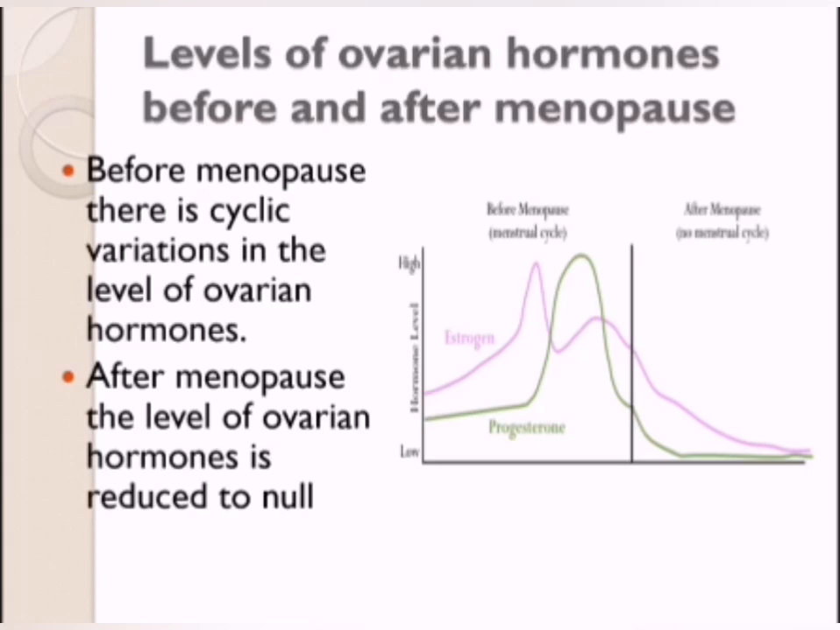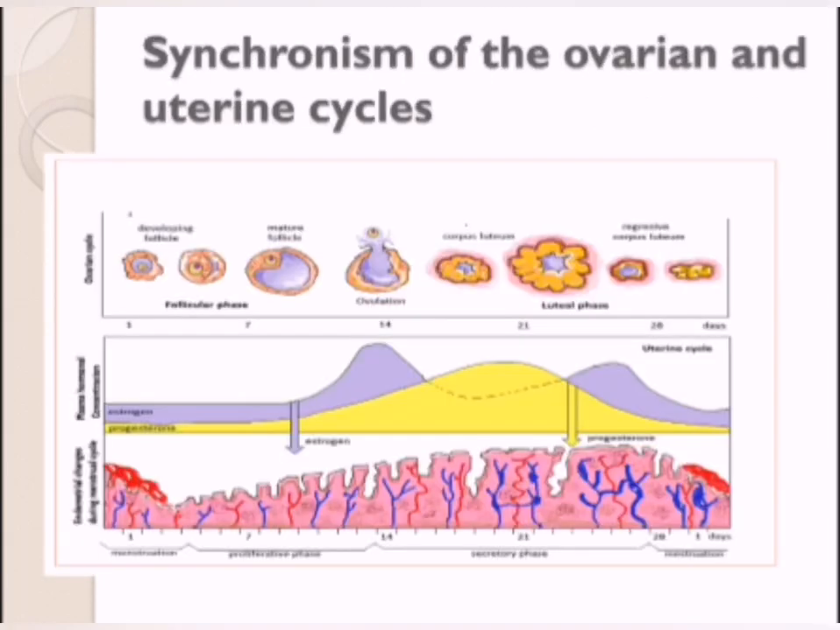We have a cyclic variation in the level of these hormones. In the follicular phase, we have only estrogen that reaches its peak at day 13. And in the luteal phase, we have secretion of estrogen and more secretion of progesterone. Whereas after menopause, where there is no menstrual cycle and where there are no more follicles inside the ovaries, these hormones cannot be secreted. Because of that, the level of these hormones is reduced to null.